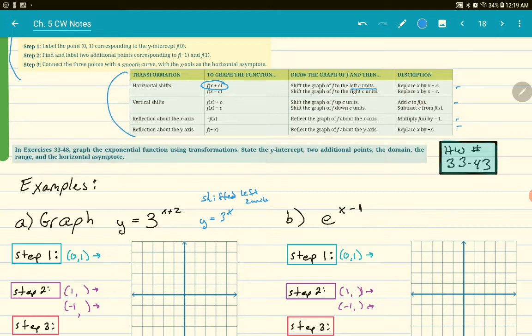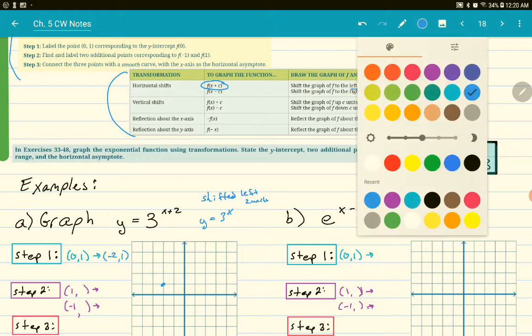So that means that step 1, when I would plot it, my point right there at 0, 1, I know that when my exponent is 0, my y will be 1. But here, I'm actually going to shift that left 2 units. So that point becomes 0, negative 1. Sorry, that's not right. I went down 2 units. Left would be negative 2. So that point actually moves over here.